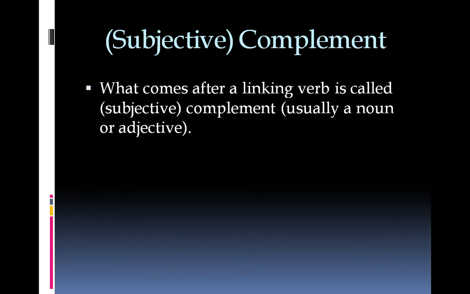Let's define a complement first. What comes after a linking verb is called subjective complement or just complement. It's usually a noun or adjective. These linking verbs are also called verbs of incomplete predication because a sentence is not complete with a linking verb alone. A linking verb must be followed by something else to make the sentence complete and meaningful. That's why whatever comes after the linking verb, because its function is to complete, we call it complement.